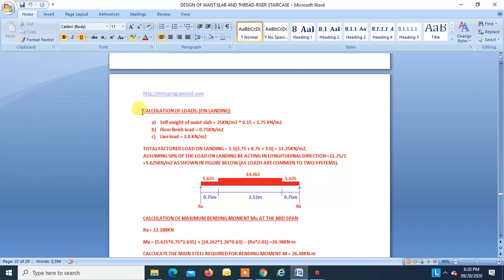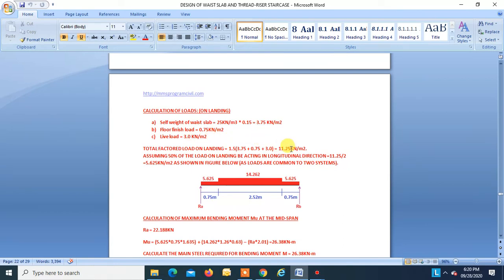Okay. So again, now finding the total load on landing, self weight of waist slab is 3.75 kilonewton per meter square. Floor finish 0.75 kilonewton per meter square. Live load 3 kilonewton per meter square. Total factored load 1.5 into summation of these three loads, that's 11.25.